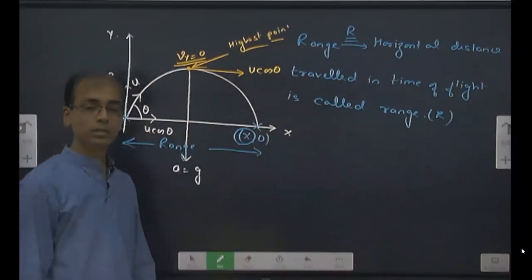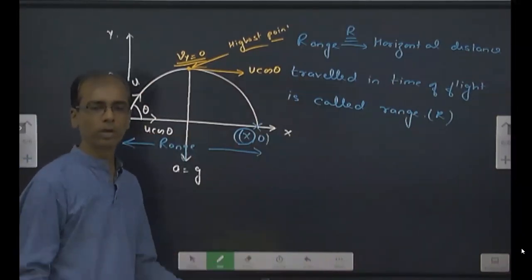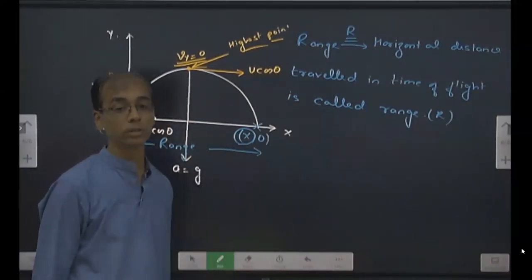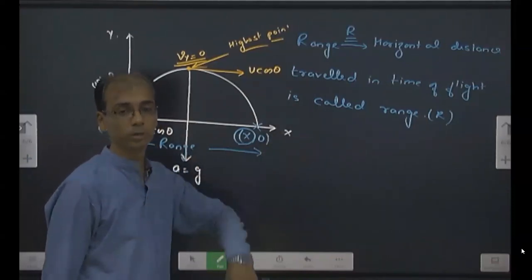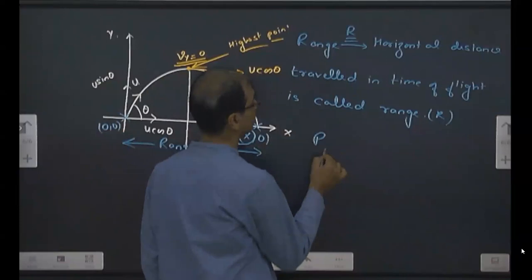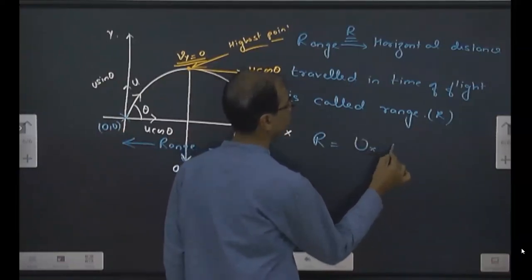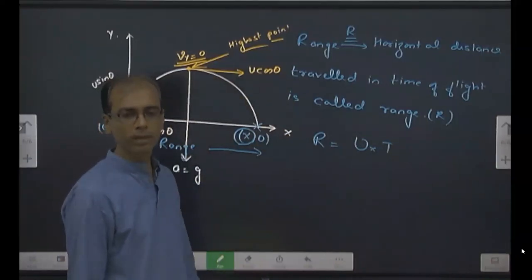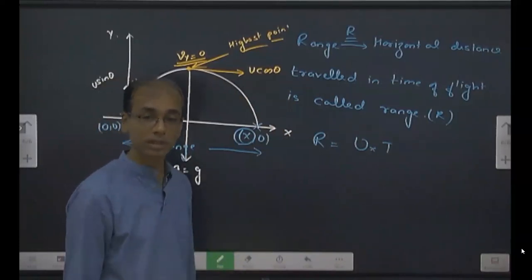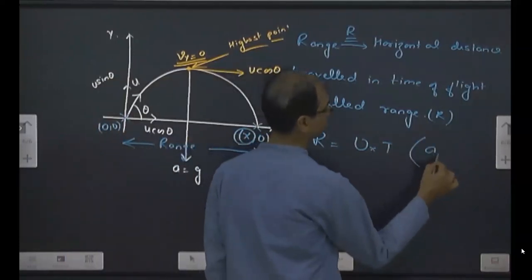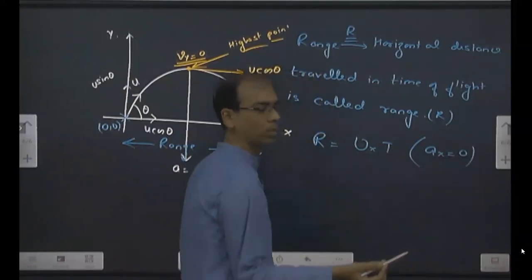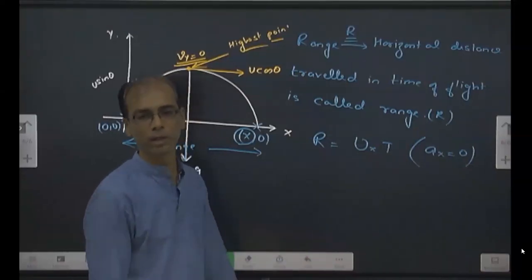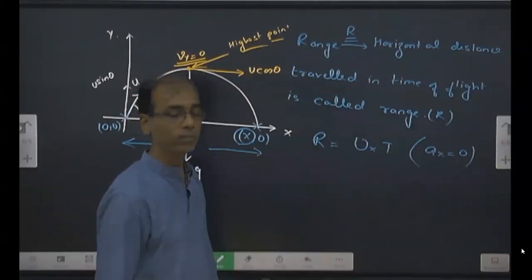So horizontal distance will be traveled by horizontal component of velocity. Simple. The x coordinate, if you remember, we found in projectile when we were finding the path of projectile. What was it? ux into t. Here also ux into time of flight. That's all. Why not acceleration? Because acceleration is 0 along the x-axis. Though the equation is x equal to uxt plus half axt square, but ax is 0, so we are not writing. So range is ux into time of flight.